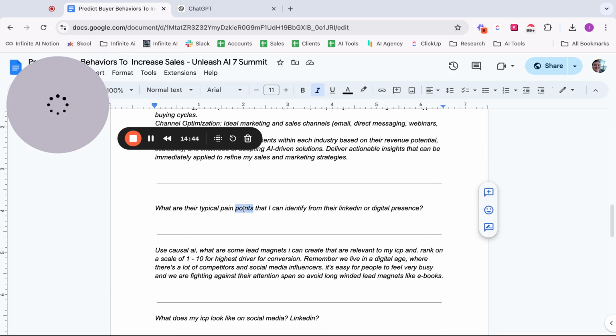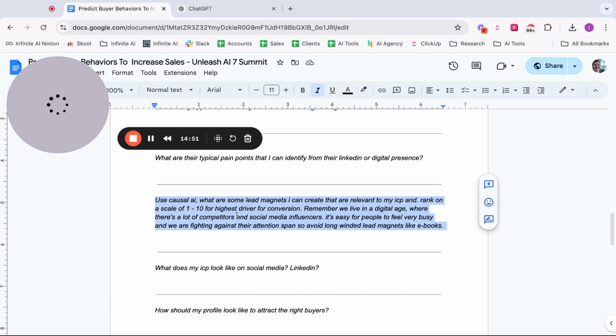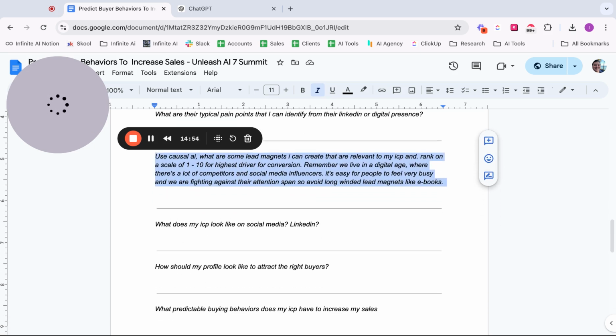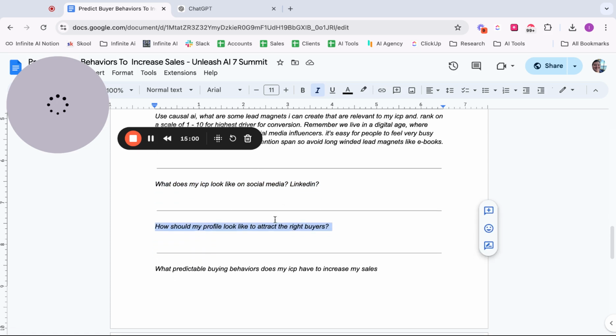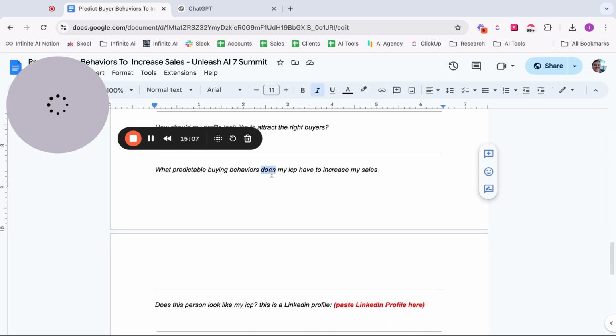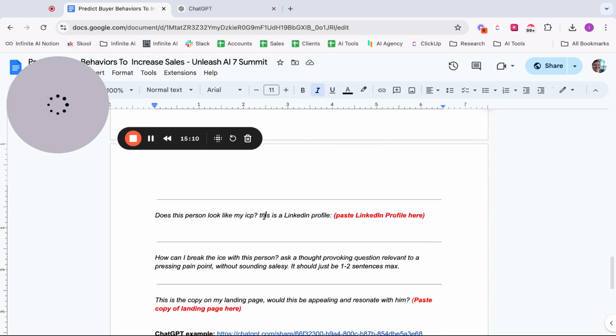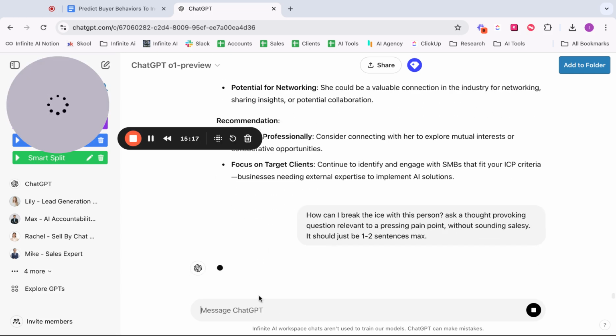It's then identifying what pain points you can typically see from their content or their activity online. Then it's asking what lead magnets you can create so you can break the ice and deliver value. Then it's asking, what do they look like, and what you should look like in terms of branding and content and all of that to attract the right people. Then it's giving you insights on buying behaviors, and now here you're just doing a check. Does this person look like my ideal client? And if it does, let's just pretend that it does, right?